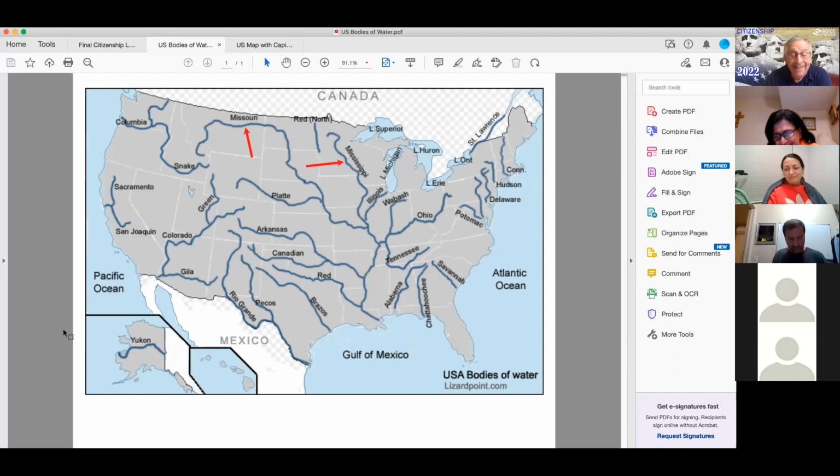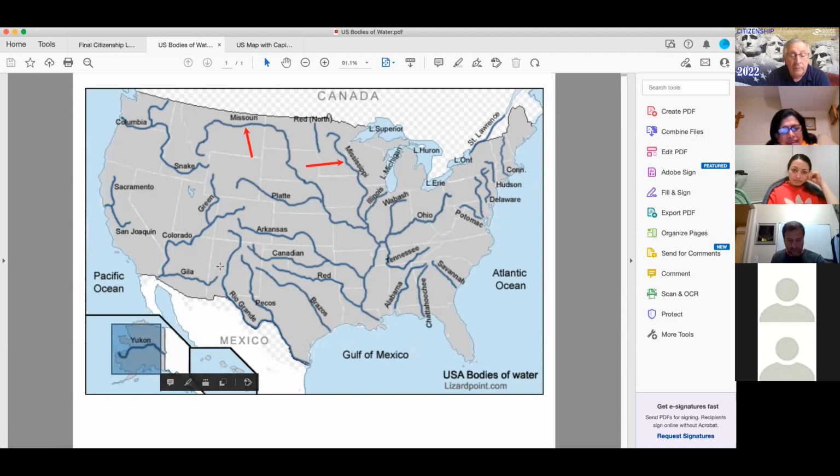Atlantic Ocean. Yes. And you can see the Canadian border up here. And then if you look at Alaska, because I think it was Hannah, you mentioned it, you can see where this is Alaska here, and the white part is Canada.